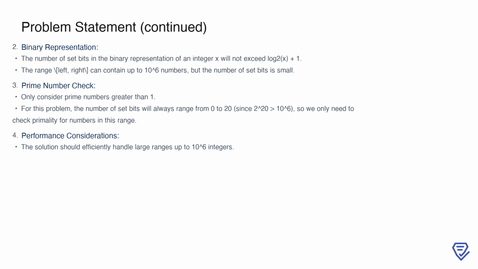Additionally, when checking for prime numbers, we only consider values greater than 1. To handle the large range efficiently, we can pre-compute the primality of numbers from 0 to 20, which allows us to quickly determine if a given count of set bits is prime. This optimization ensures that the solution can handle ranges containing up to 1 million numbers without excessive computation time.